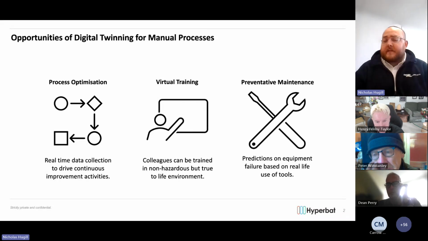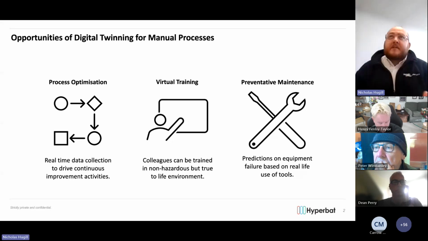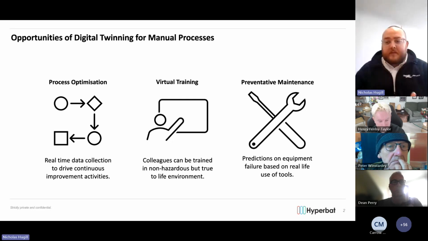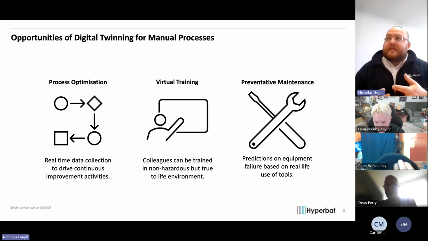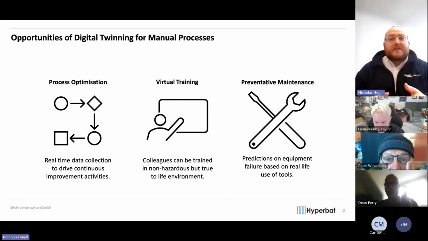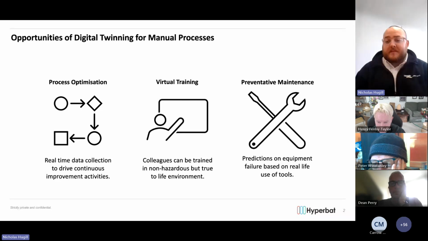We also use it for virtual training. So some of the environments in our manufacturing facility can be quite hazardous when we're arming battery packs. So instead of a person's first introduction to that environment being them actually doing the hazardous process, the first interaction we have is a virtual environment. So people can learn and not put themselves at risk by doing the process for the first time.